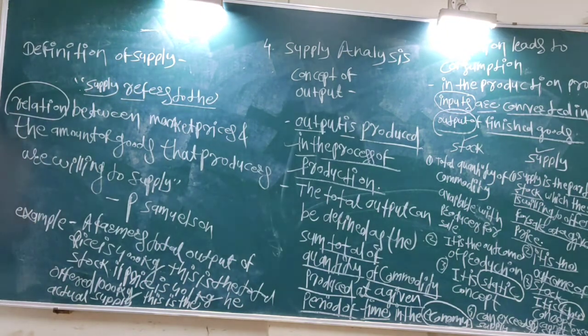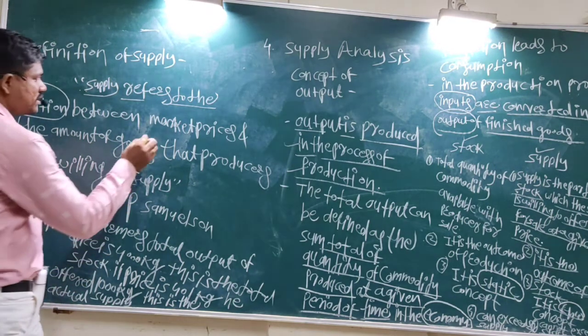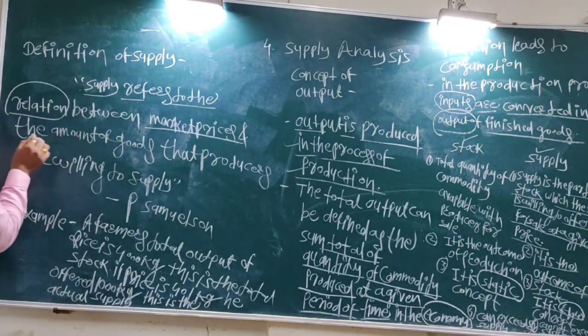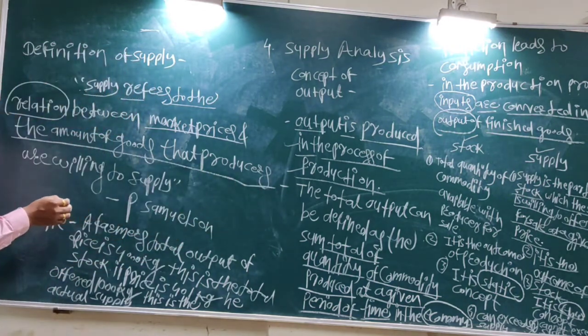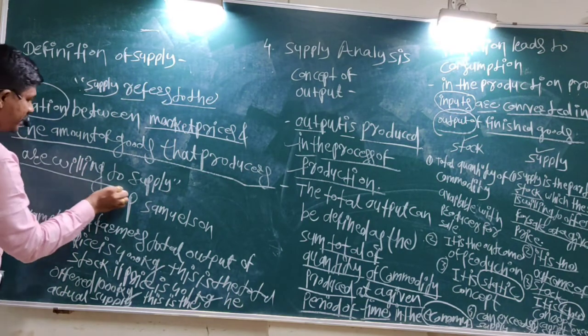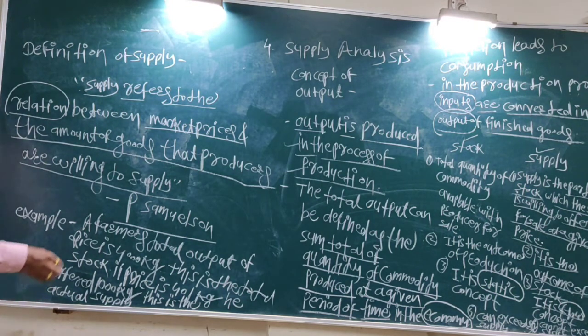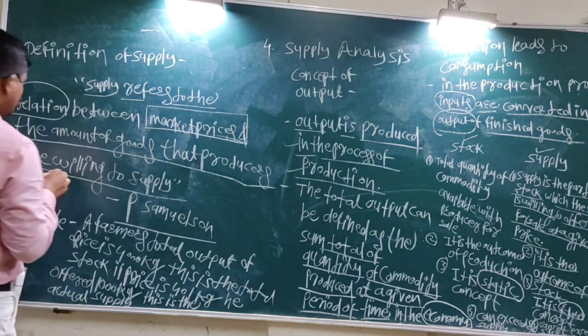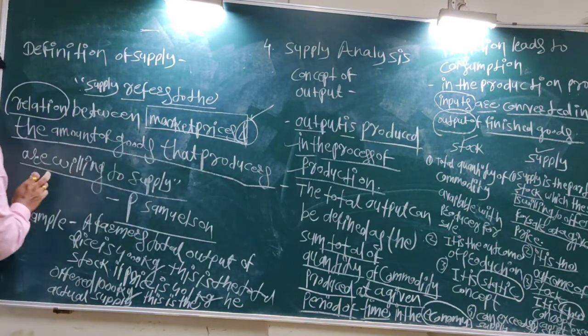Supply is a relative term. It relates to price, time and quantity. According to P. Samuelson, it is the relation between market prices and the amount of goods that producers are willing to supply. Means it is a relative term; it relates to quantity, prices and time.